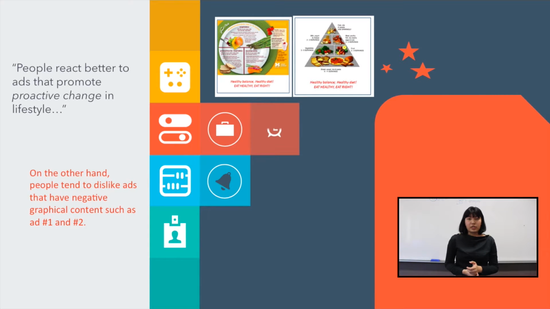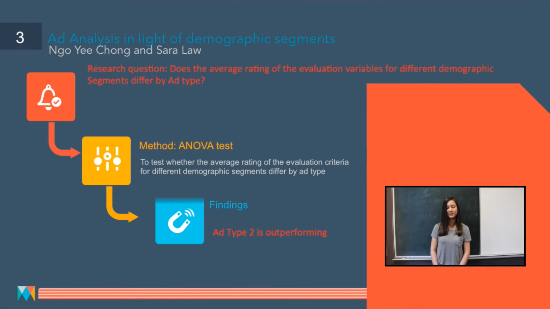But people tend to dislike the negative connotation of ad type 1, which is depicted by its graphical content about obesity. It has even lower score than ad type 3, which has a neutral view regarding food and health. Based on the result from the previous test, we know that ad type 2 outperformed the rest of the sample size in every evaluation criteria group.